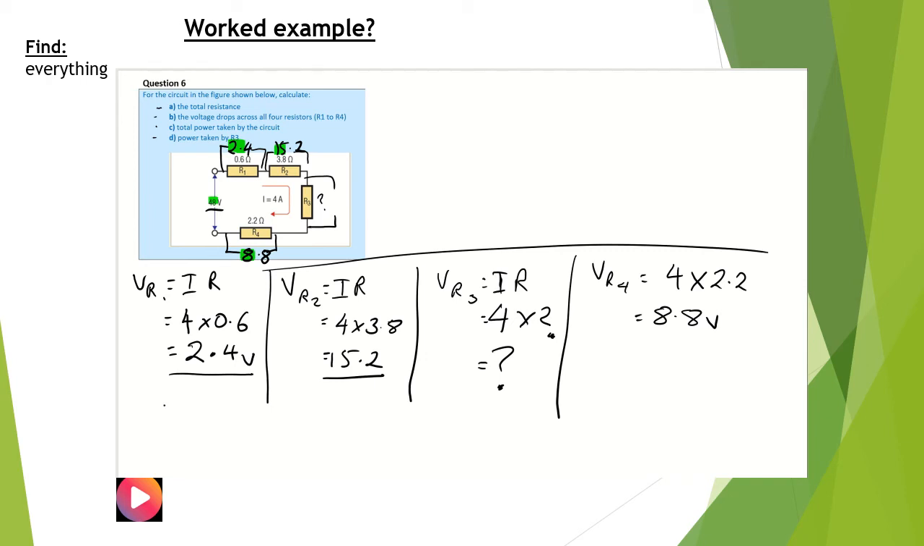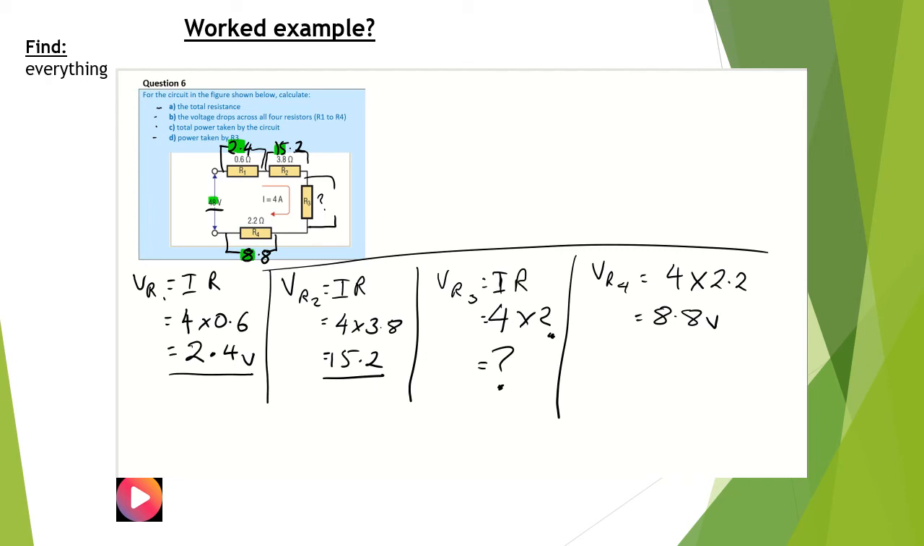So what is 2.4 plus 15.2 plus 8.8? 8, 9, 10, 14. 8, 9, 10, 11, 12. Well, I just gave you a demonstration of how not to add up. Let's use the old calculator, eh?